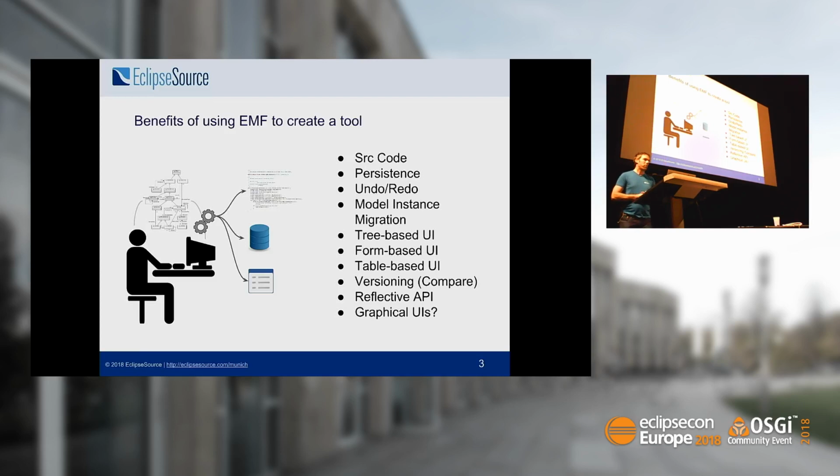You have support for persistence. You can serialize your data without writing any custom code. You have undo redo support out of the box. There is support for model instance migration. So if you change a model, you can migrate existing data that users have already produced. You have support for tree-based UI, for form-based UI, for table-based UIs.